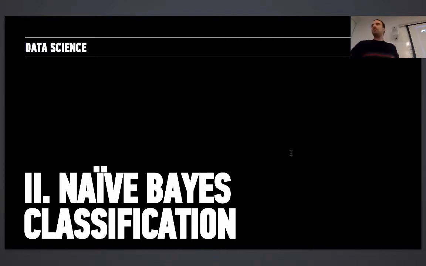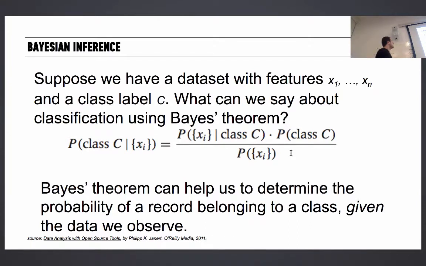So, with Bayes' theorem, we can actually create a machine learning model called naive Bayes classification. Why is it called naive? We'll see. Suppose we have a data set with n features. We'll call them x1 through xn. There's n features, and a class label C. So it's classification. There's a label called C.